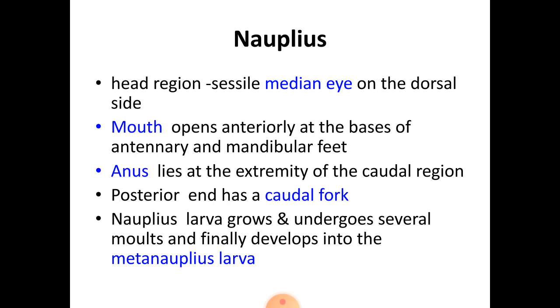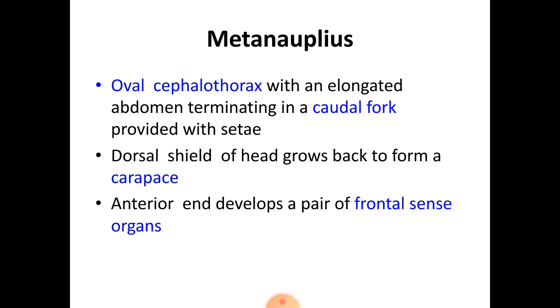The head region contains a median eye, and the mouth opens anteriorly at the base of the antennary and mandibular feet. The anus lies at the tip of the caudal region, and the posterior end has a caudal fork. The nauplius grows and undergoes several molts and finally develops into the metanauplius larva.